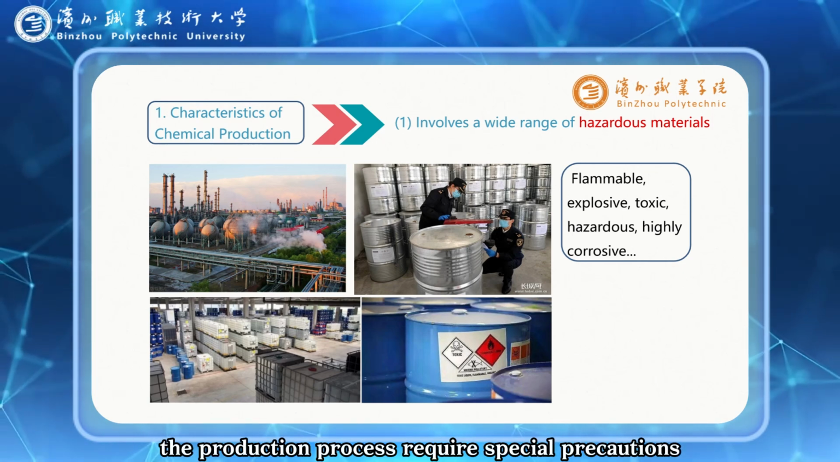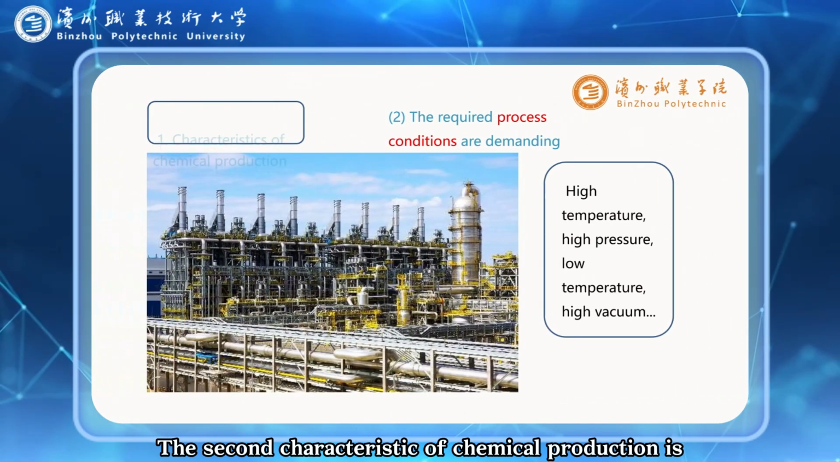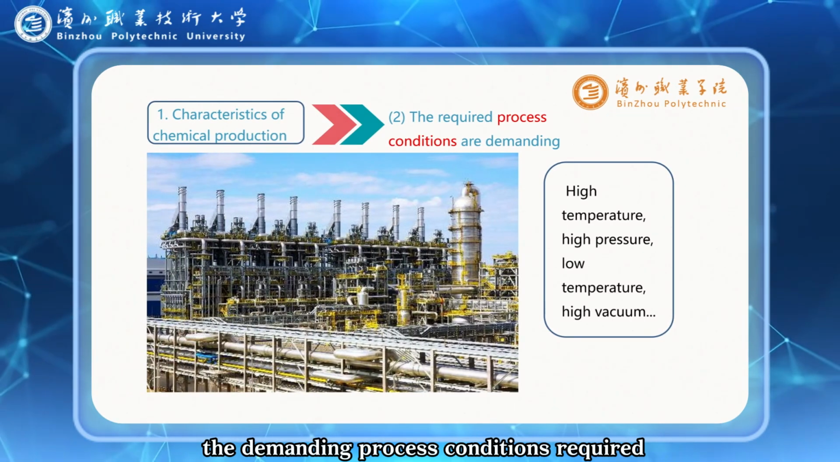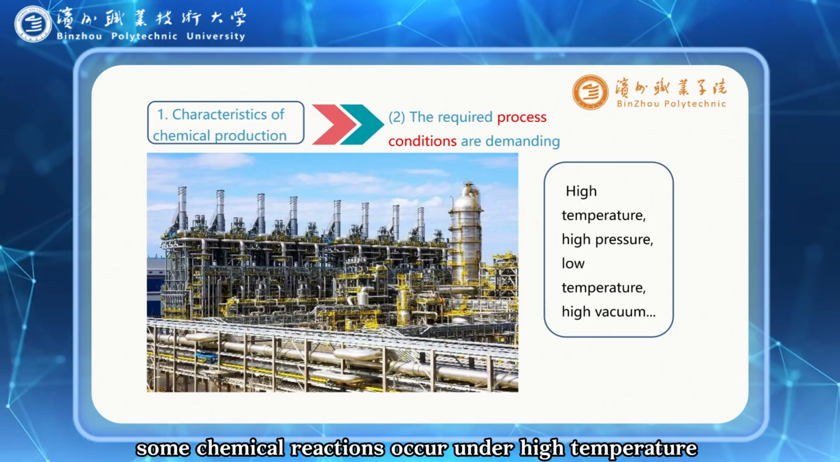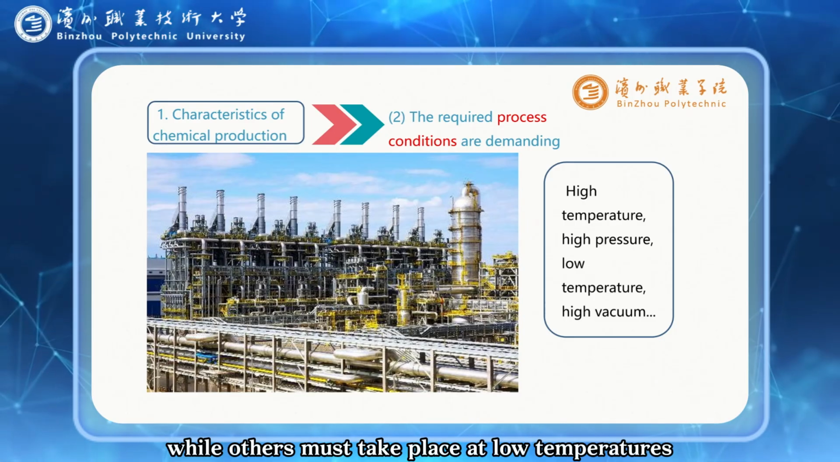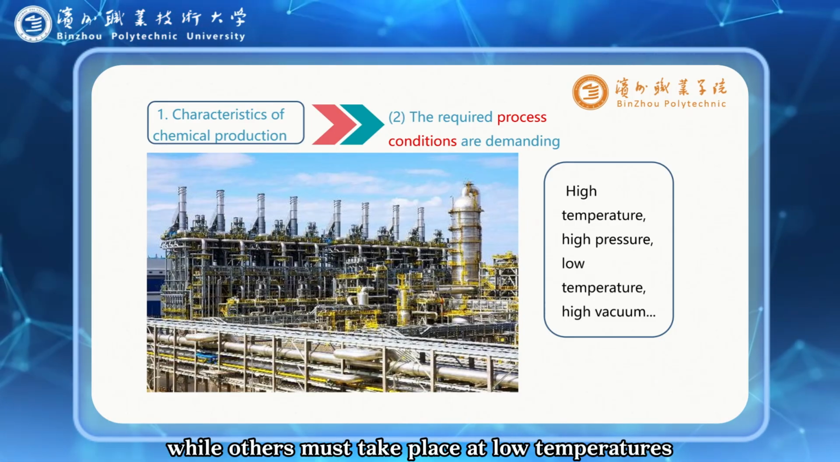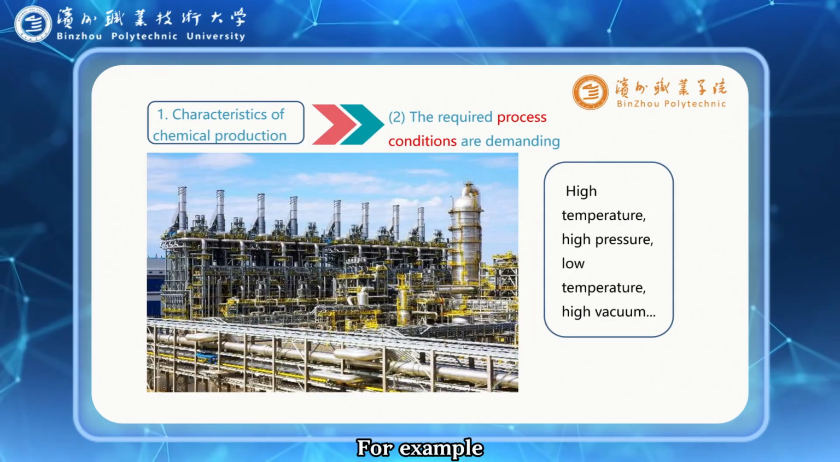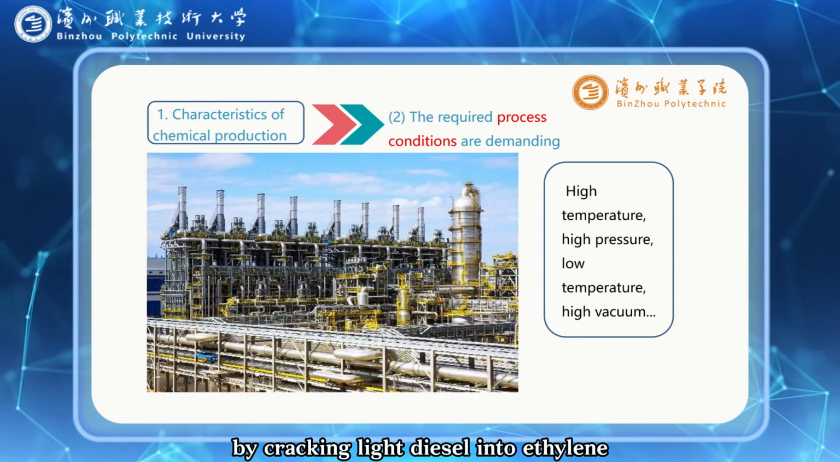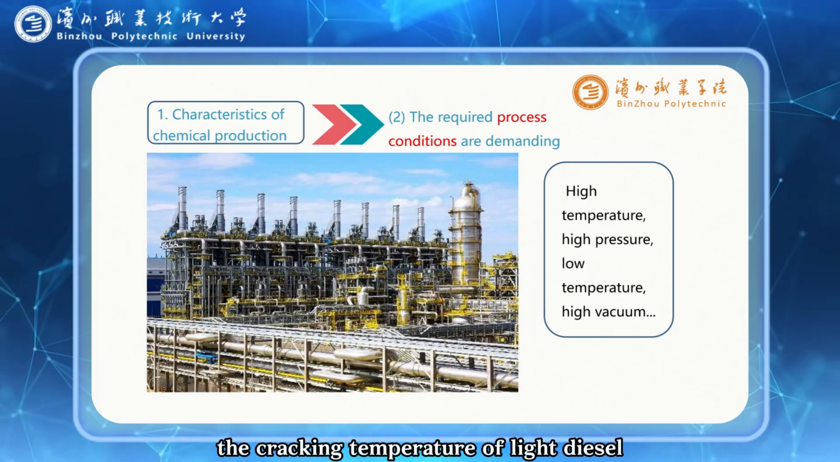Consequently, the storage and transportation of these raw materials, fuels, intermediate products, and finished products during the production process require special precautions. The second characteristic of chemical production is the demanding process conditions required. Some chemical reactions occur under high temperature and high pressure, while others must take place at low temperatures and high vacuum levels.